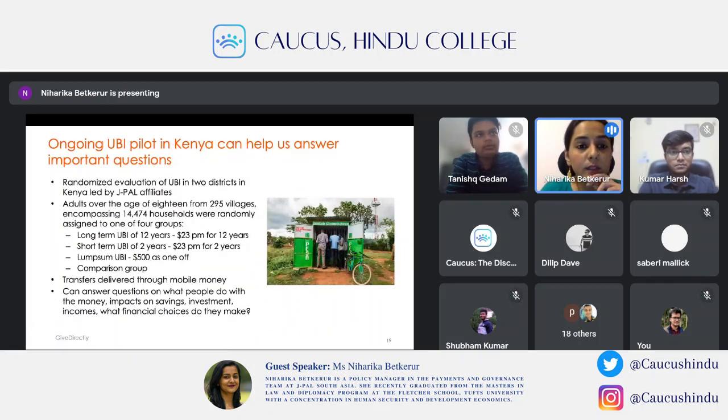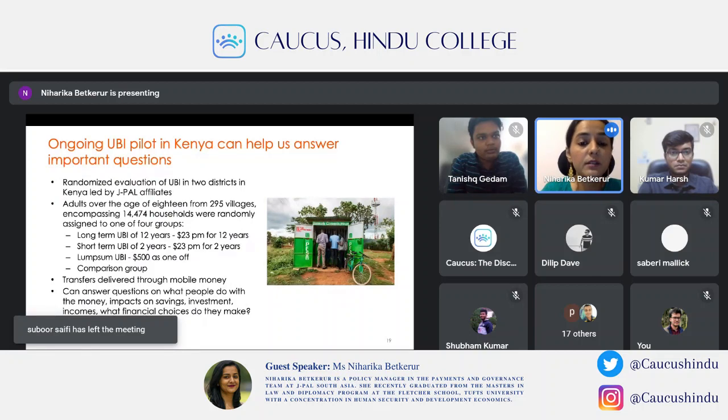And there is one interesting pilot that is happening in Kenya right now, which can actually help us answer these important questions. This is a randomized evaluation of UBI currently ongoing in 2 districts in Kenya, which is led by J-PAL affiliates Abhijit Banerjee, Paul Niehaus, and Tufts University. Here, the researchers partnered with an NGO called GiveDirectly, which essentially takes money from donors and deposits it directly into the bank accounts of recipients, transferred through mobile money.